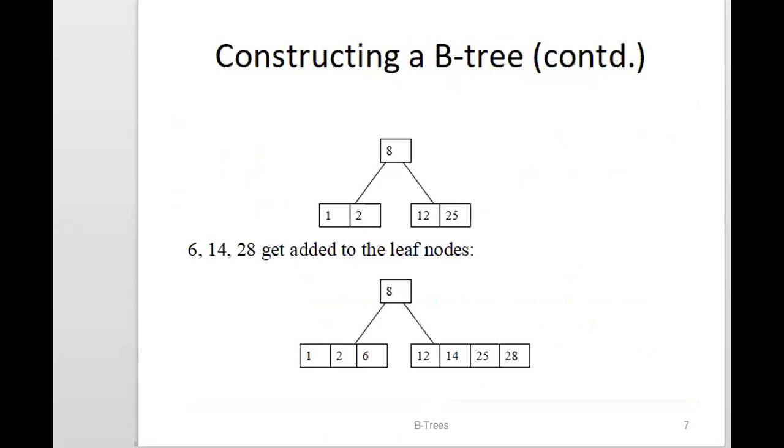Here the tree will look like this. 8 will be the root element; it goes one level up and becomes the root. 1 and 2 are the left child, and 12 and 25 are the right child. After that, the next elements to be inserted are 6, 14 and 28.